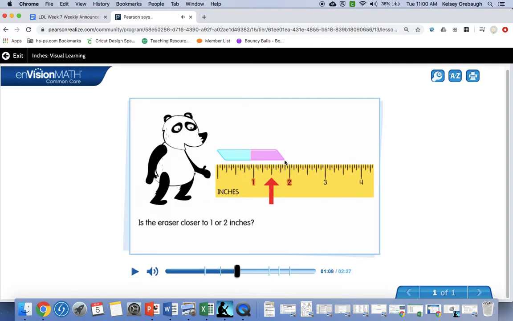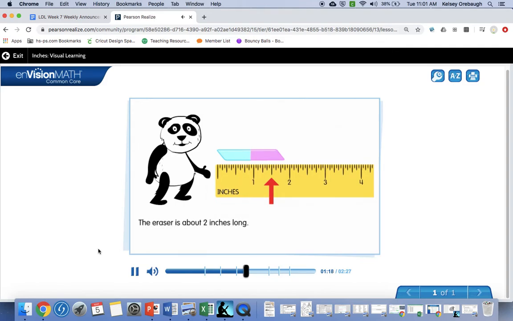Because the eraser is past the halfway mark in between 1 and 2 inches, we can say that the eraser is closer to 2 inches. When we pass the halfway mark, we use the bigger or greater number. 2 is the greater number here. The eraser is past the halfway mark of 1 and 2, so the eraser is closer to 2 inches. Not exactly 2 inches, but closer to 2 inches. It is closer to 2 inches. 2 is the greater number.